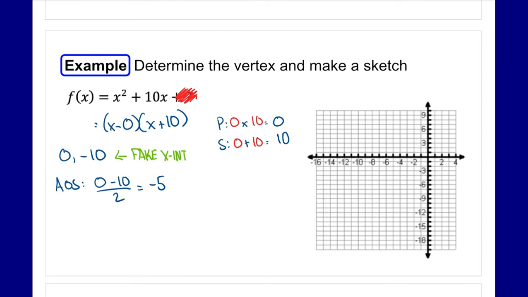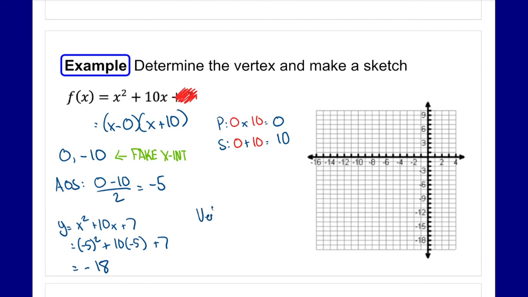I'm going to take that value and plug it back into the original equation. So y equals x squared plus 10x plus 7. So y equals negative 5 squared plus 10 times negative 5 plus 7. And then in the end, 25 minus 50 plus 7. So I end up with negative 18. So now I have my axis of symmetry.